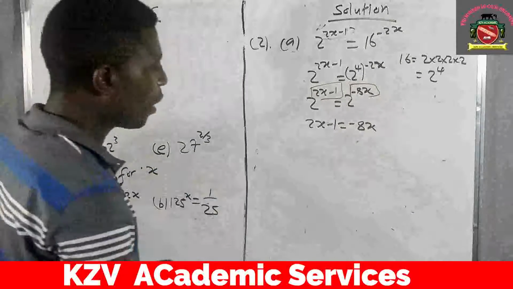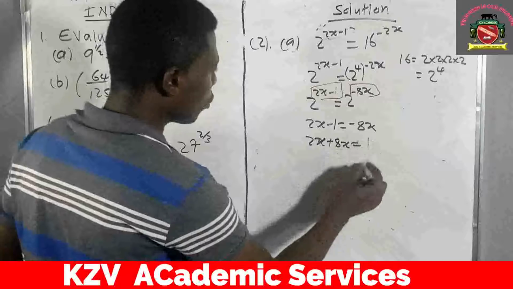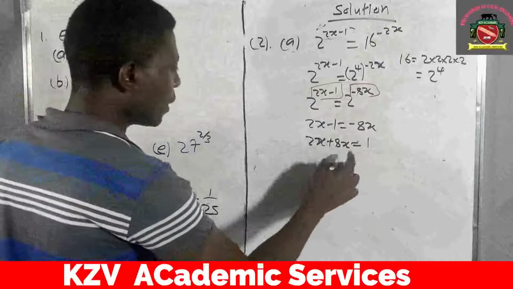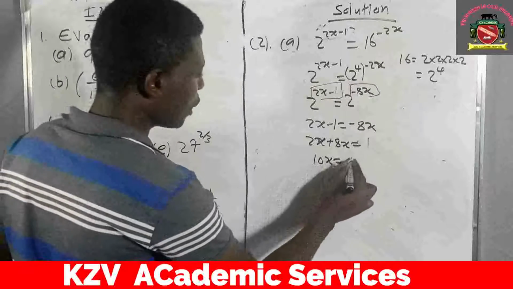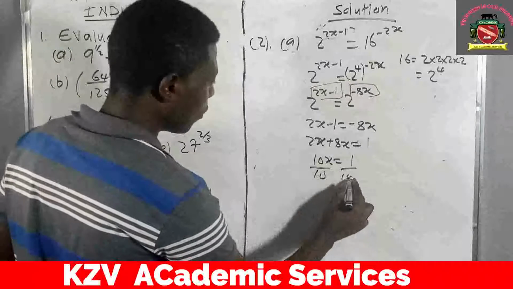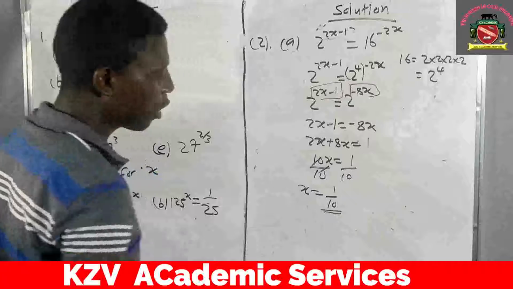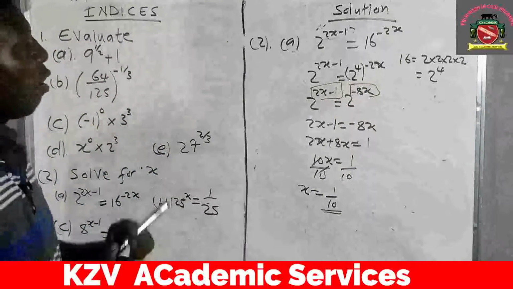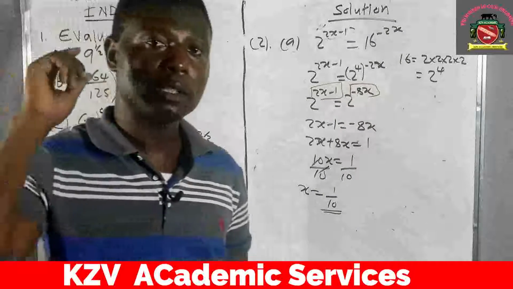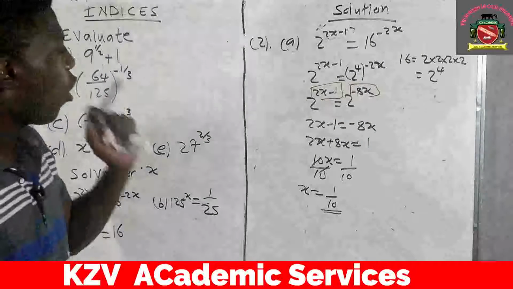Then we group the like terms. Here we have 2x plus 8x is equal to 1, implying that 2x plus 8x gives us 10x, which is equal to 1. Then we divide this one by 10 and this one by 10, so we have x is equal to 1 over 10. So our x is just 1 over 10. This is how we solve or attack these simple questions.